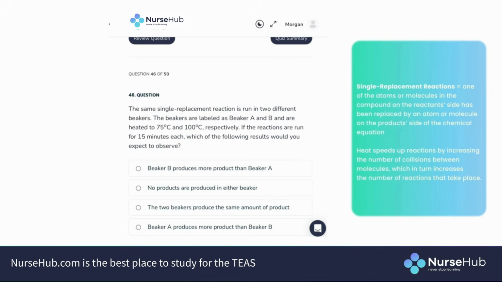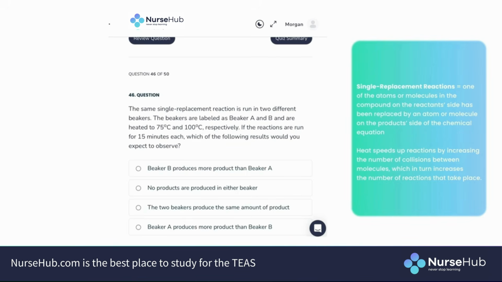Question 46. The same single replacement reaction is run on 2 different beakers. These beakers are labeled as beaker A and beaker B. They are heated to 75 and 100 degrees Celsius, respectively. If the reactions are run for 15 minutes each, which of the following results would you expect to observe?